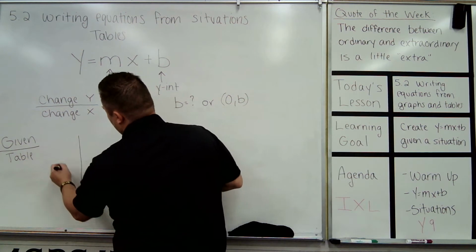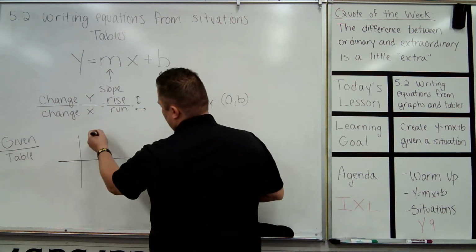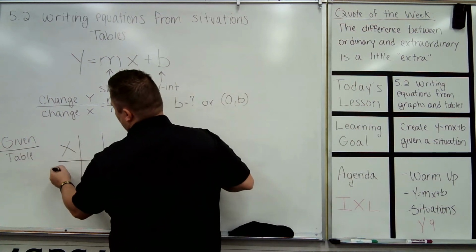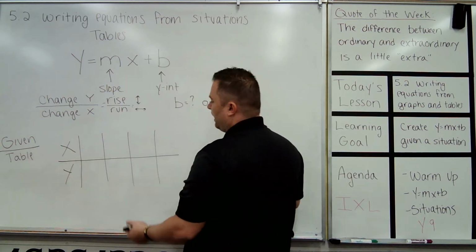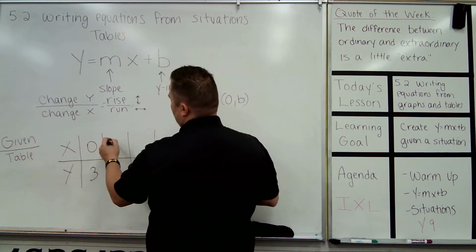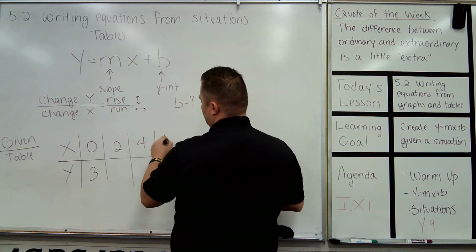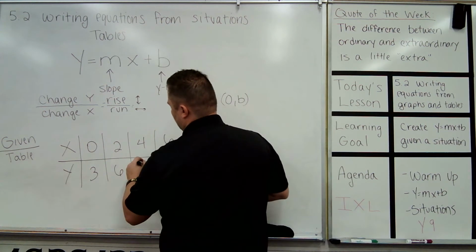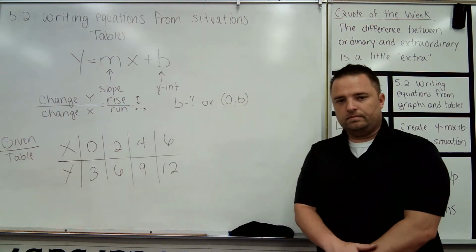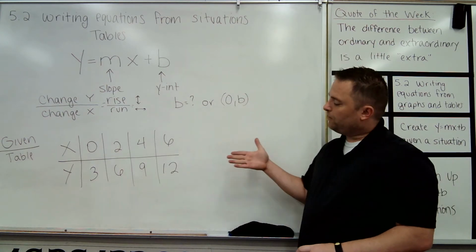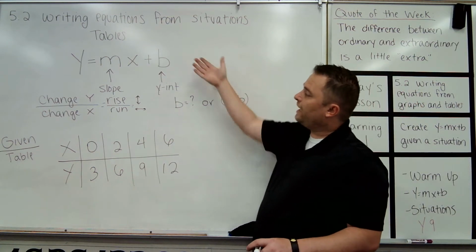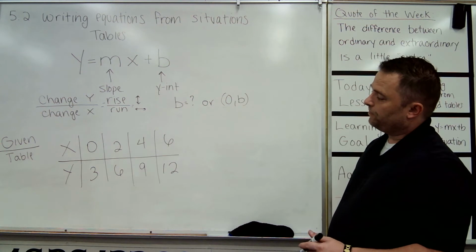Remember, a table is just information displayed in a unique way where we have x's and y's. And let's just say we have some numbers in here. We have 0, 3, we have a 2, 6, a 4, 9, and a 6, 12. How do we look at the information in this table and determine how to write an equation in the form of y equals mx plus b?